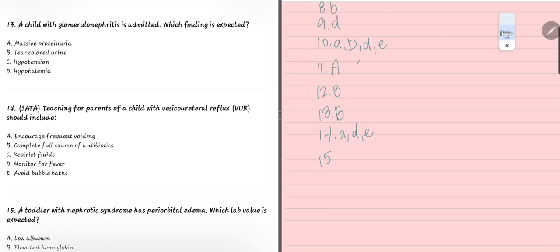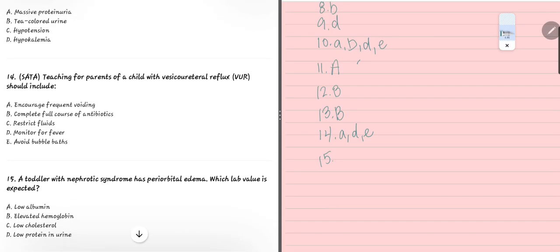We'll see. Okay, 15. A toddler with nephrotic syndrome has periorbital edema. Which lab value is expected? A. Low albumin. B. Elevated hemoglobin. C. Low cholesterol. D. Low protein in urine.